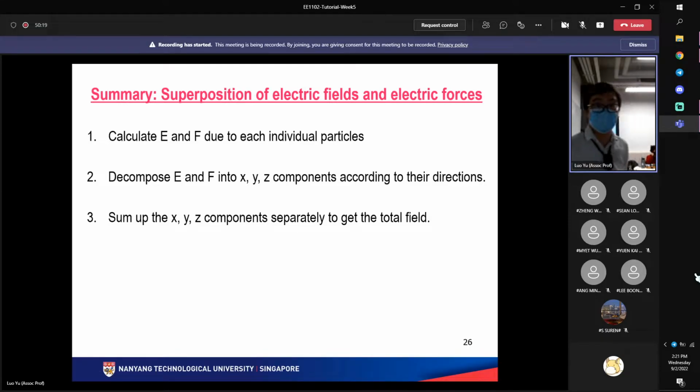So the decomposition of the vector is very important. Once you get the force F, you have to find out its projection on the X, Y, and Z coordinates, and then sum up the individual components separately. Okay. We bear these three steps in mind.